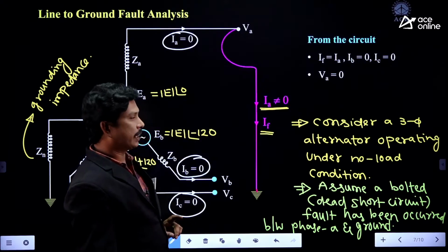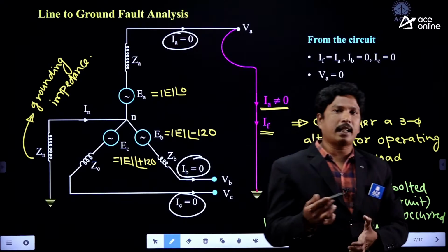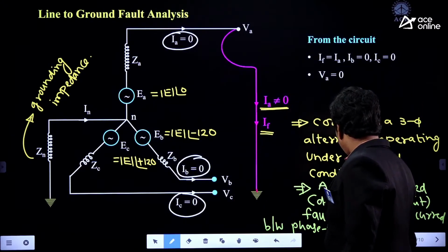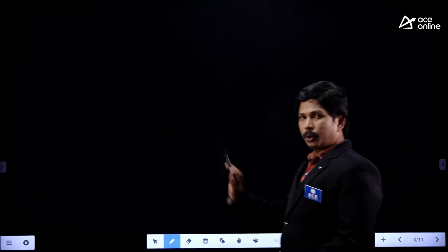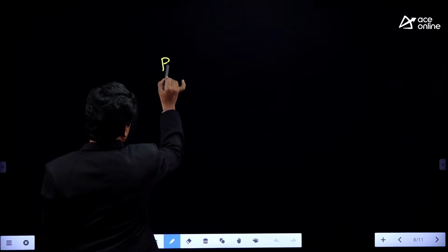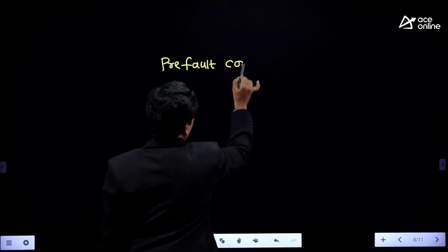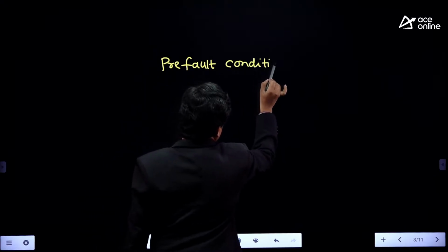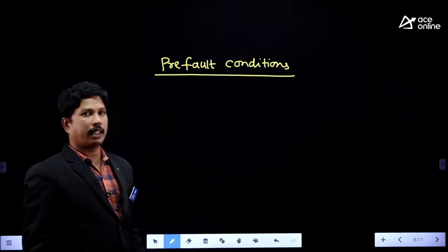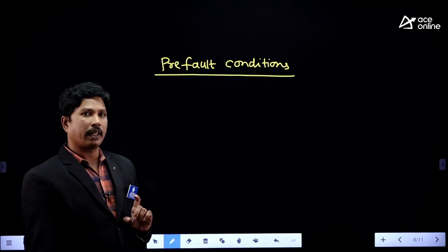So what are the conditions that we can write? Right? First of all, I will write the pre-fault conditions. Later on, we will write the post-fault conditions. I will show you how to write those conditions. So first of all, the pre-fault conditions. Before the fault occurrence in the system, what are the equations that we have?